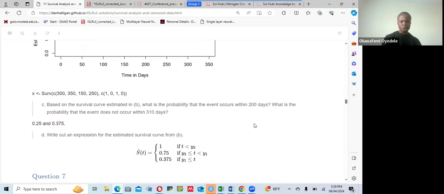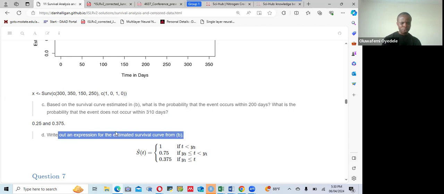So here we have, based on the survival curve estimated in B, they were asking: what is the probability that the event occurs within 200 days? What is the probability that the event does not occur within 310 days? So the probability of the event occurring within 200 and within 310 days. Within 200 days, the estimated probability is 0.25, and within 310 days, the estimated probability is 0.375. So now they say we should write out an expression for the estimated survival curve from B.